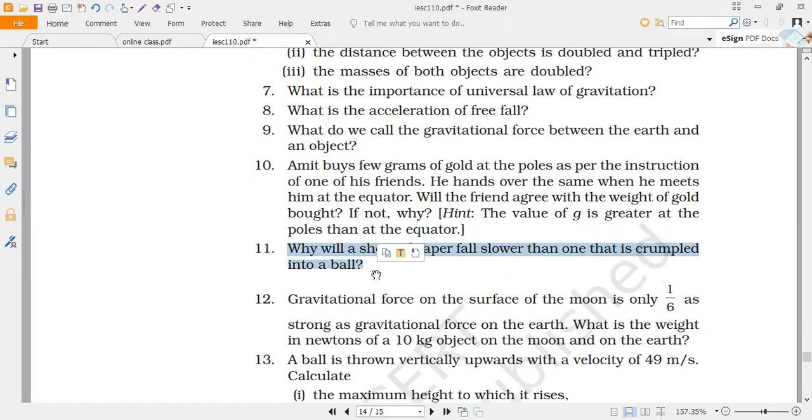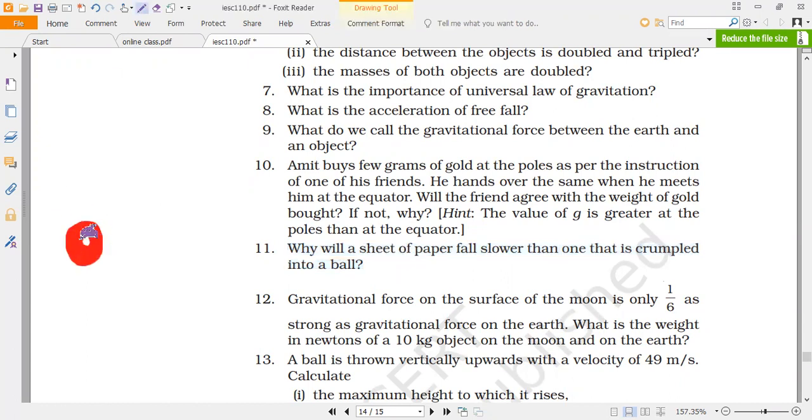Different air resistance. Very good. Different air resistance. Because of what? A crumpled ball means the ball is in round shape, a crushed ball. Now a normal paper is like this. So tell me, what is the difference between the crumpled ball and this one? Different surface area. Do you understand, everybody? Surface area is different.